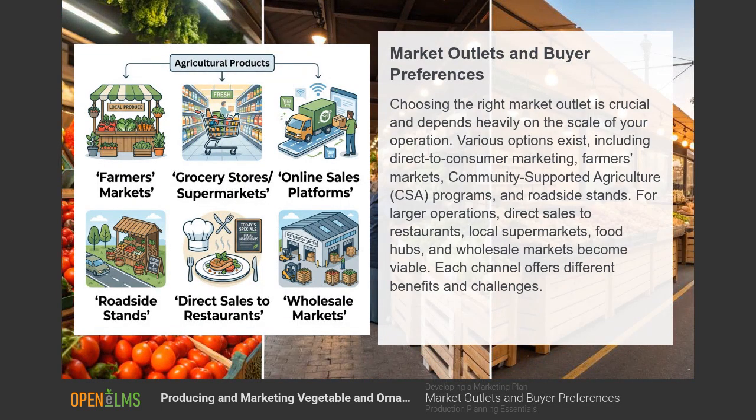Market outlets and buyer preferences. Choosing the right market outlet is crucial and depends heavily on the scale of your operation. Various options exist, including direct-to-consumer marketing, farmers markets, community-supported agriculture (CSA) programs, and roadside stands. For larger operations, direct sales to restaurants, local supermarkets, food hubs, and wholesale markets become viable. Each channel offers different benefits and challenges.